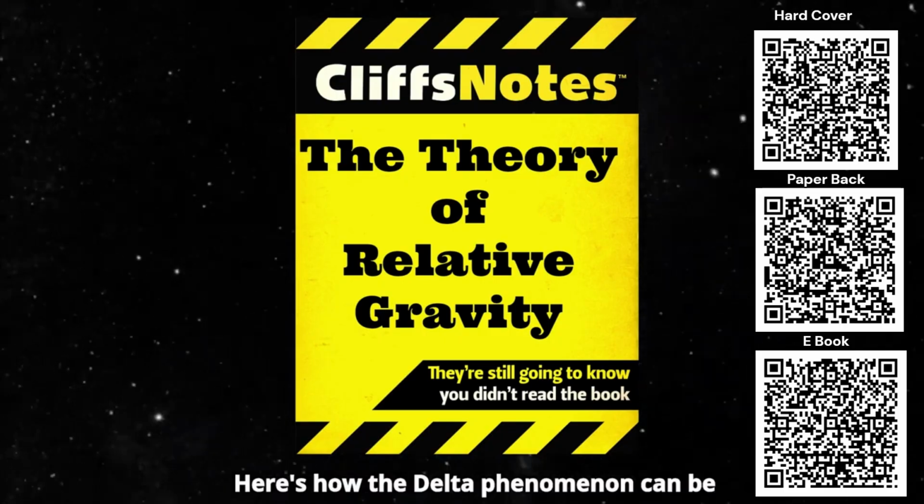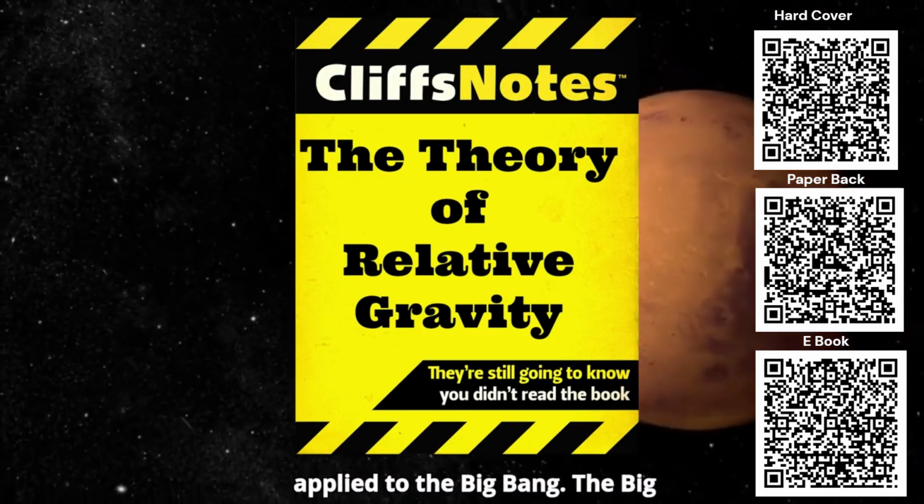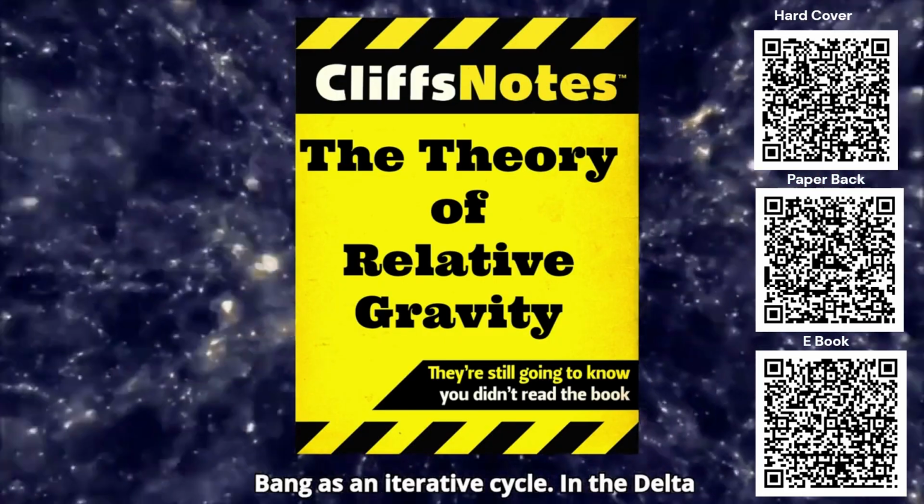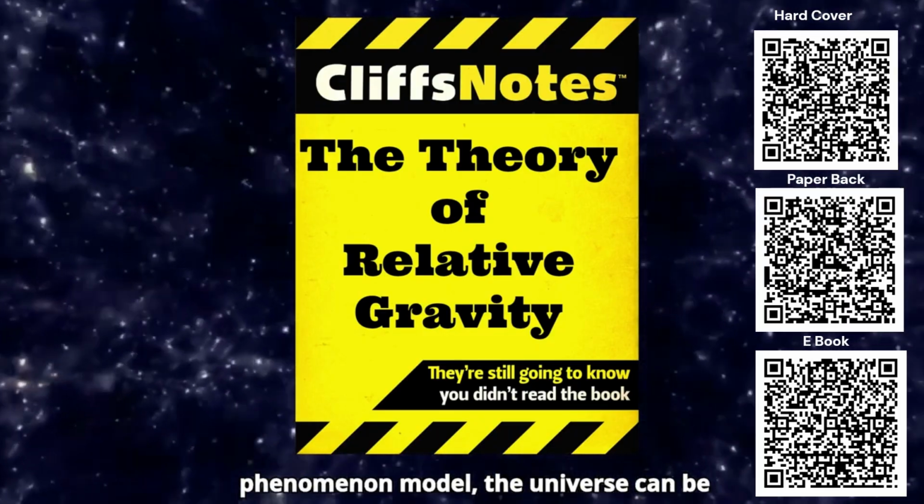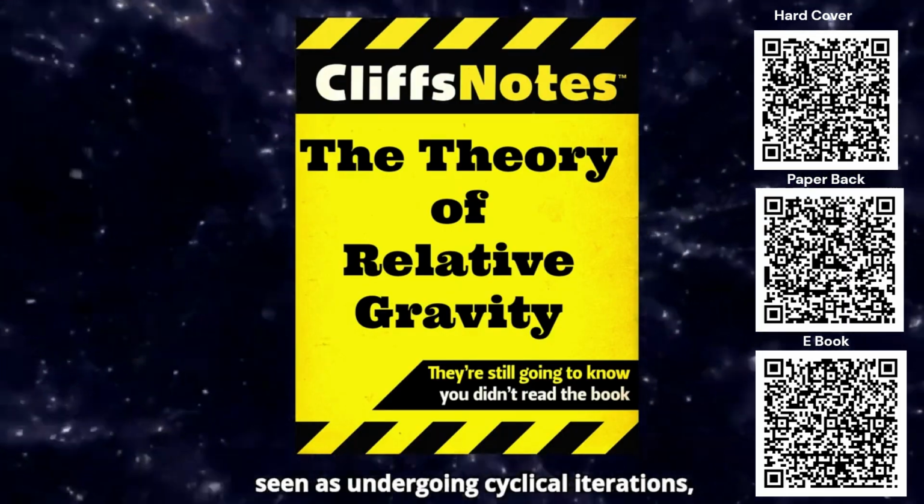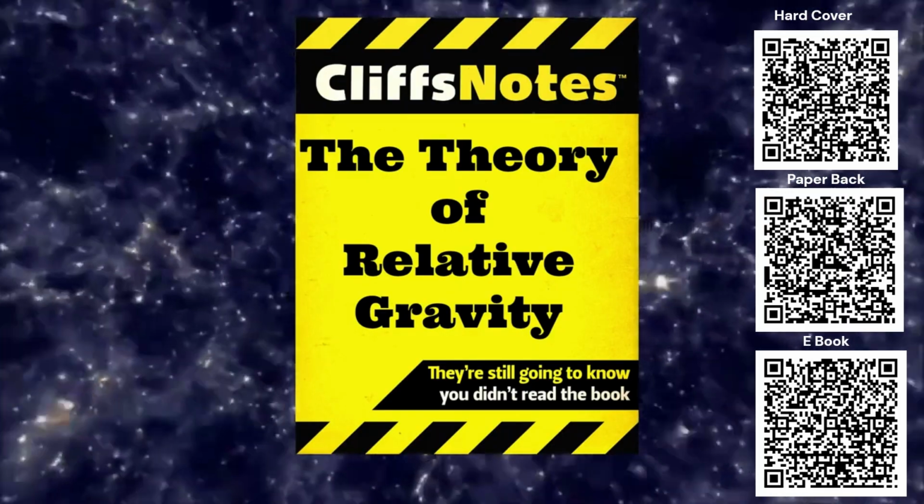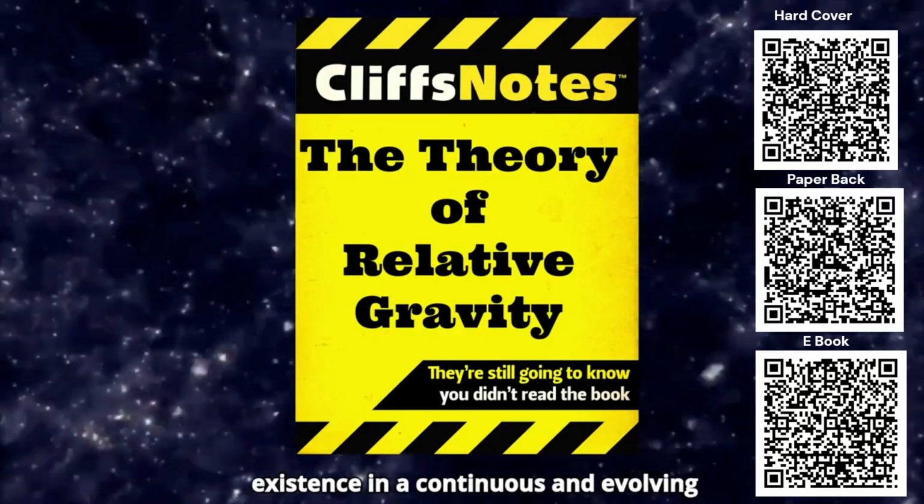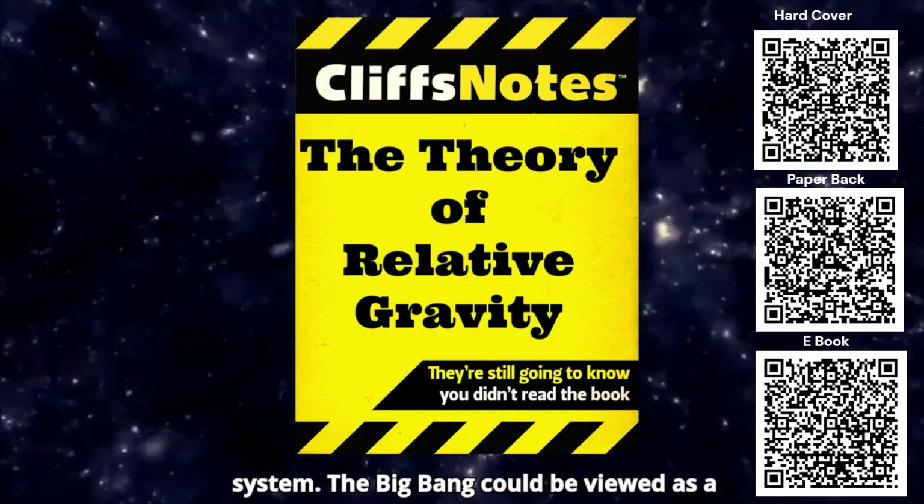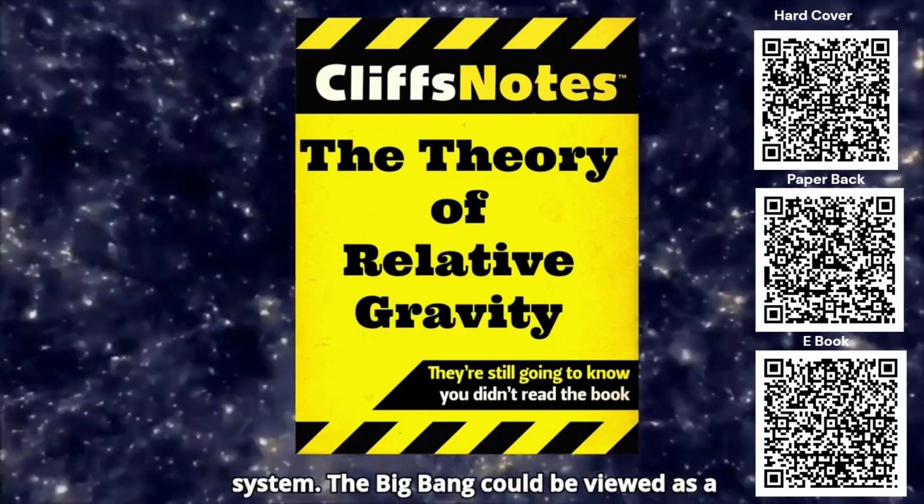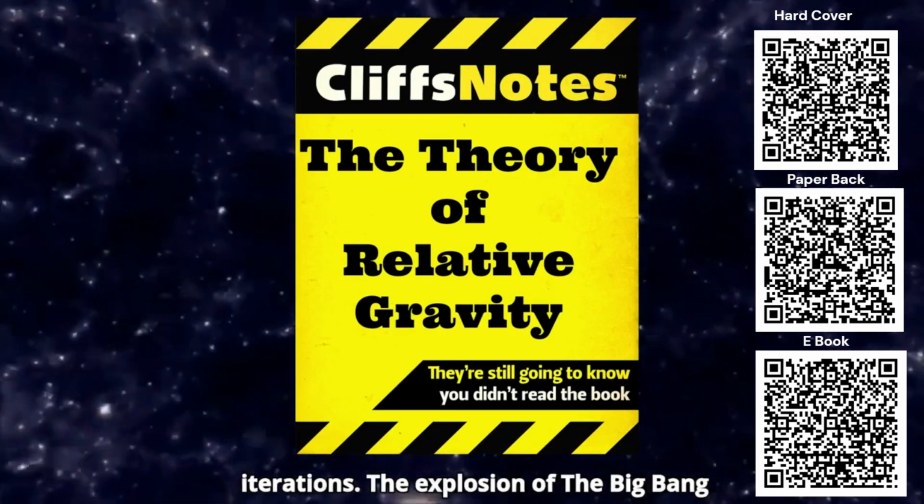Here's how the delta phenomenon can be applied to the Big Bang. 1. The Big Bang as an iterative cycle. In the delta phenomenon model, the universe can be seen as undergoing cyclical iterations, where each cycle represents a state of existence in a continuous and evolving system. The Big Bang could be viewed as a recurrent event in a sequence of iterations.